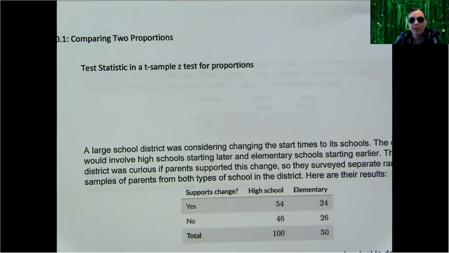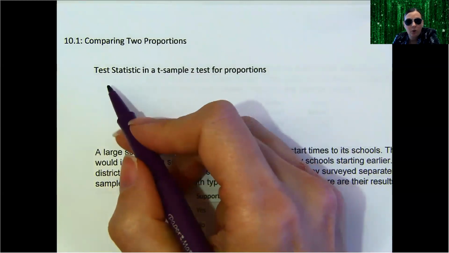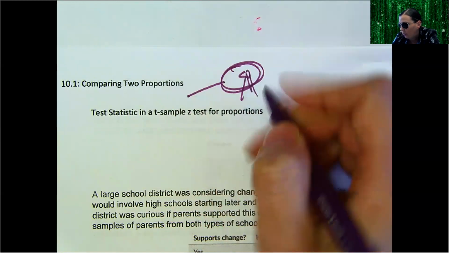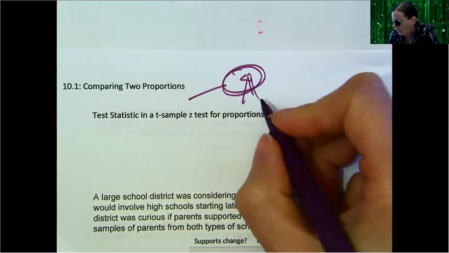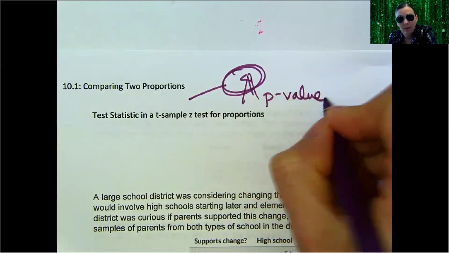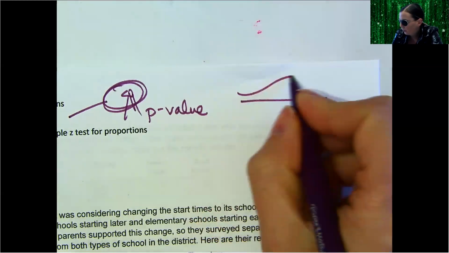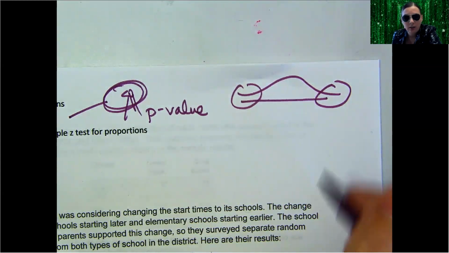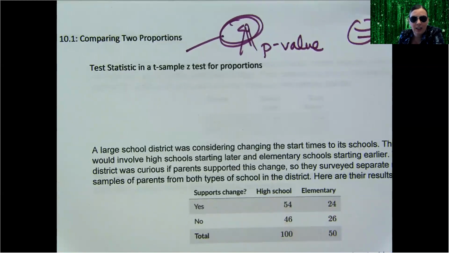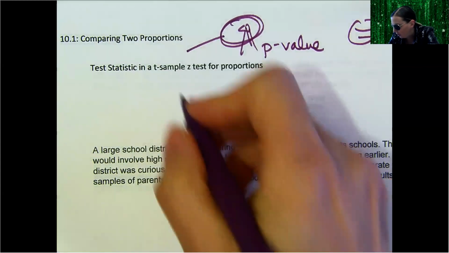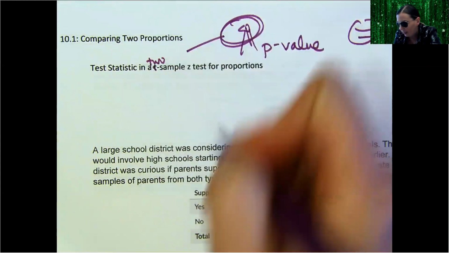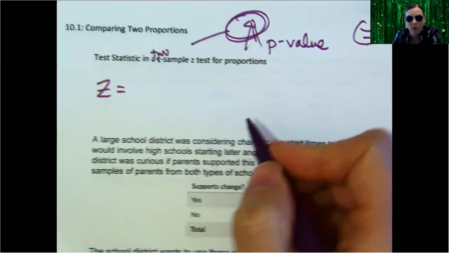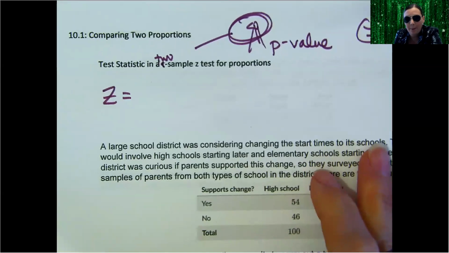Now we need to figure out the significance. Remember, when we're doing a test statistic, this is when we grab our magnifying glasses and we're looking for evidence. Our evidence is a p-value. In other words, looking in the tails, did we beat the odds? The test statistic in a two sample z-test for proportions looks like this. We're going to find that z-score. Where are we on the bell curve with our sample?